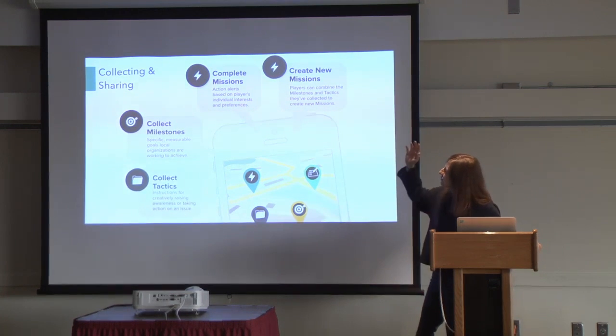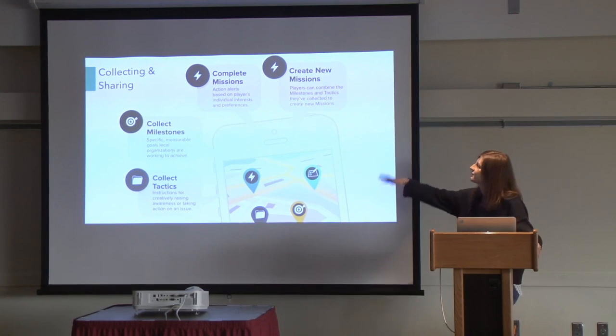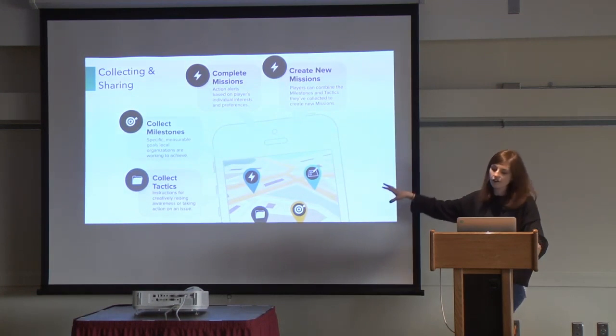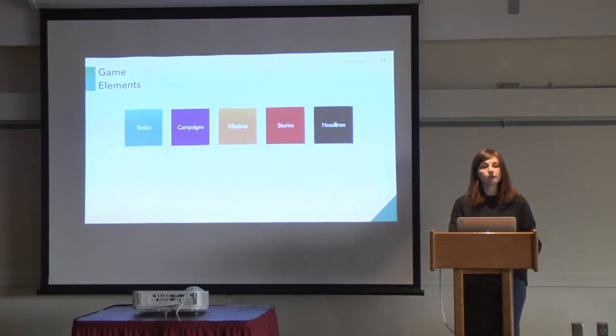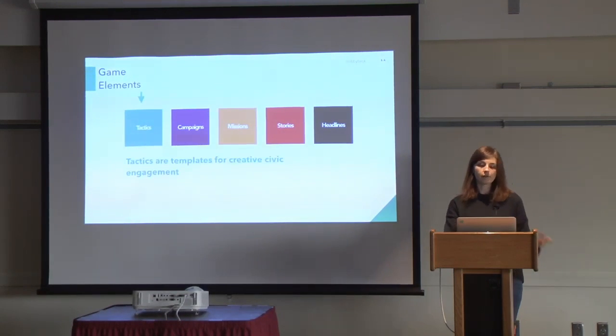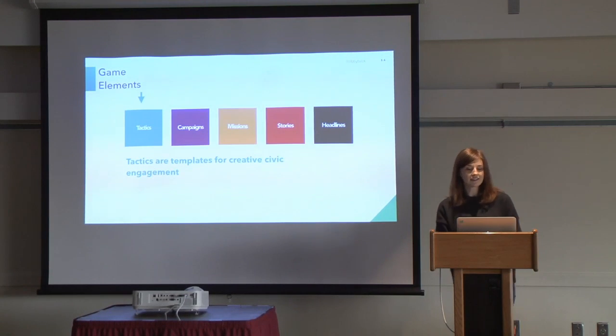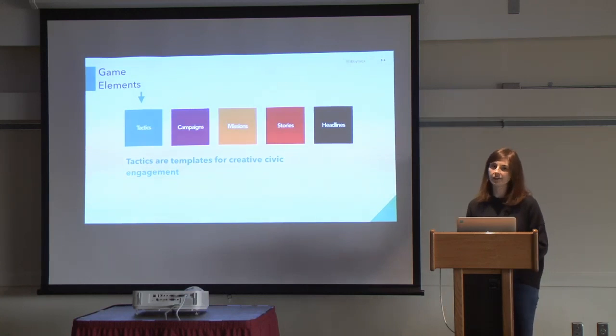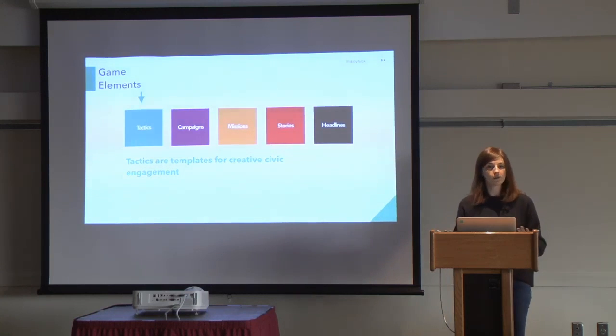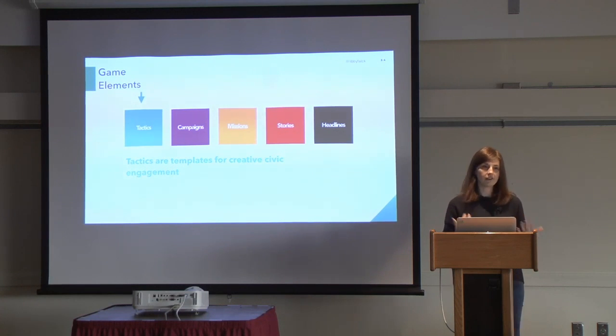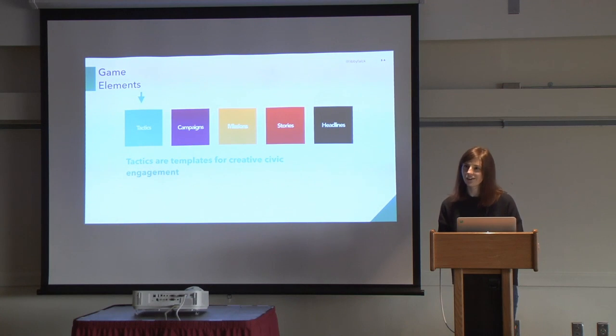You're trying to run around and collect these different elements, and it's all place-based. So the different components of the game itself, we have tactics. Tactics are templates for creative civic engagement. If anybody's familiar with Instructables, I really like the way that they do this. Step by step, how did you create your Imperial Walker? What materials did you need?